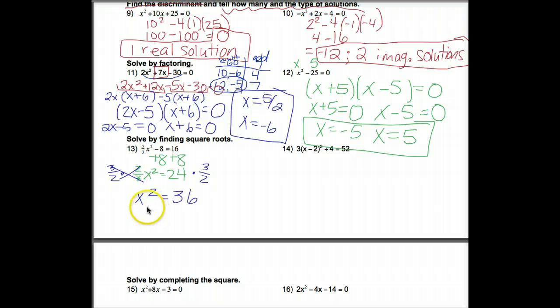Now my square term is alone. So now I can solve by taking square root. So square root, both sides. X equals, don't forget your plus or minus. The square root of 36 is 6.